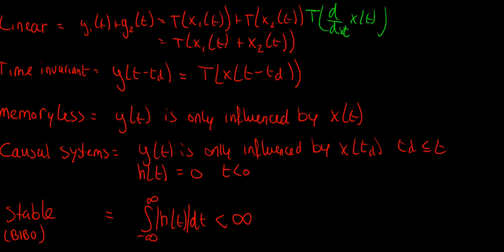Something that is not linear is a function that just creates the logarithm of your input, because log of a plus b is not the same as log a plus log b. That is multiplication.